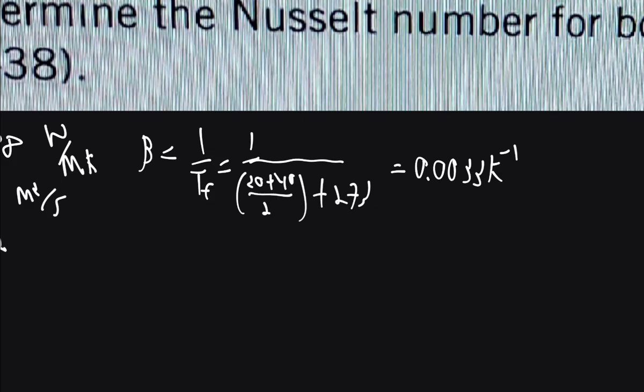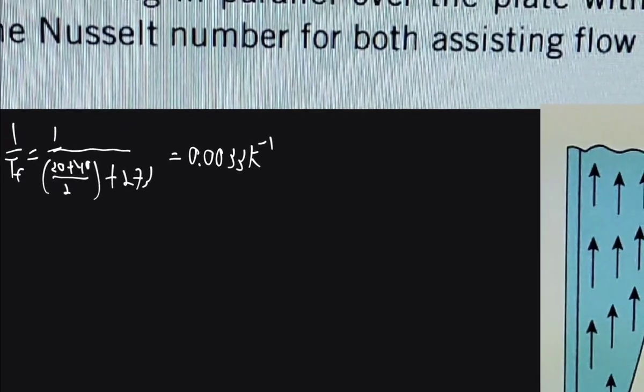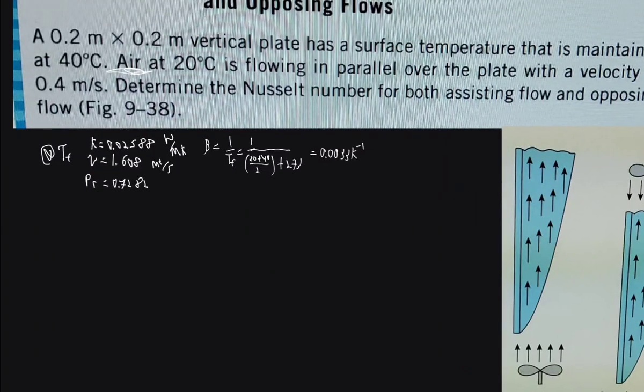So now we have to compare the Grashof number to the Reynolds number. You may ask, why do we have to do that? This is always going to be the first step if you have both forced and natural convection. The Grashof number is for natural convection, and Reynolds is for forced. So we need to compare them to see which one is dominating, or if it doesn't really matter, then you have to do both.